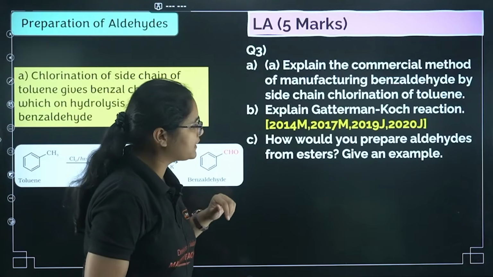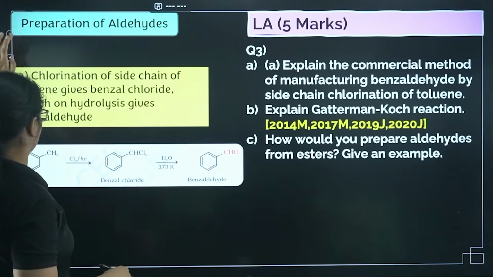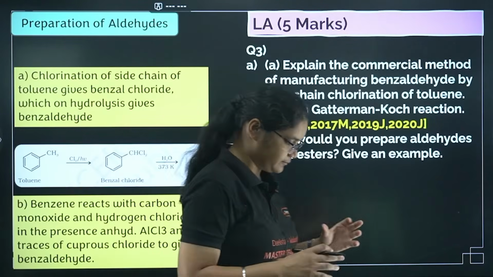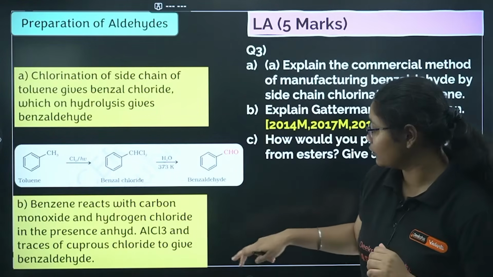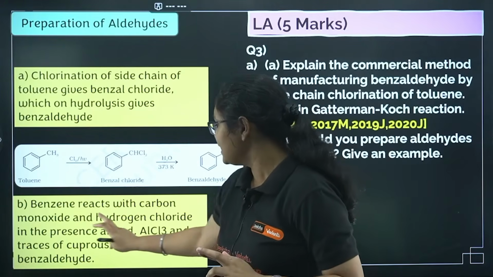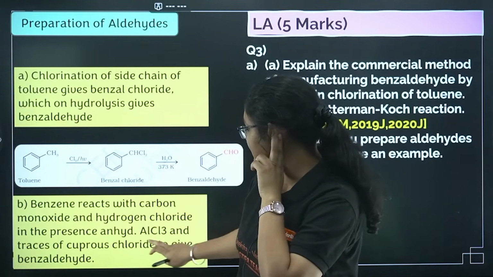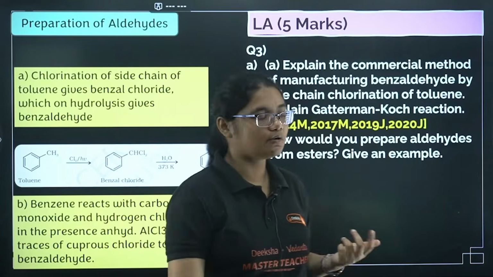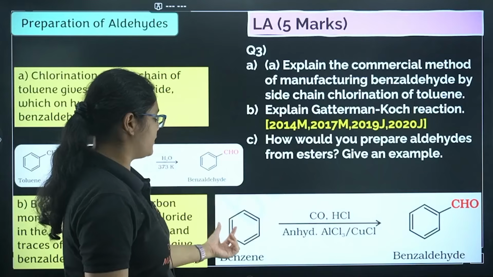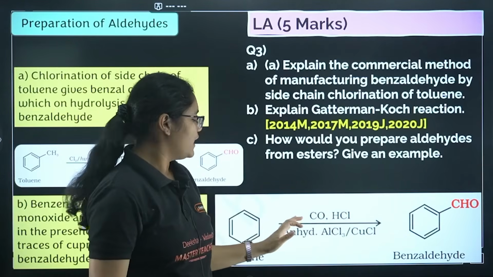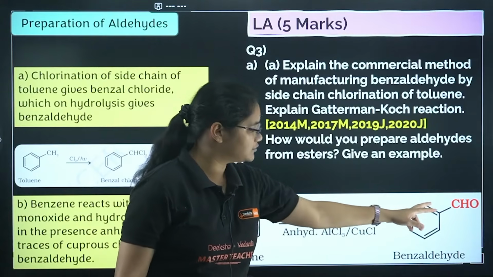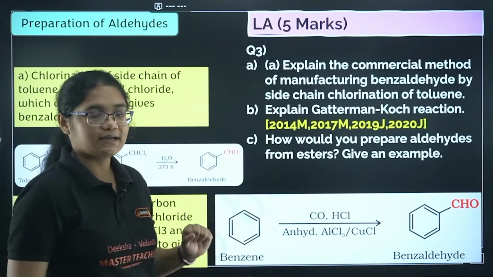Next, explain the Gattermann-Koch reaction. In the Gattermann-Koch reaction, benzene reacts with carbon monoxide and hydrogen chloride in the presence of anhydrous AlCl3 and traces of cuprous chloride to give you benzaldehyde. So how does this reaction take place? You have benzene, CO, HCl, and then anhydrous AlCl3 with copper chloride, that gives you CHO, or benzaldehyde.